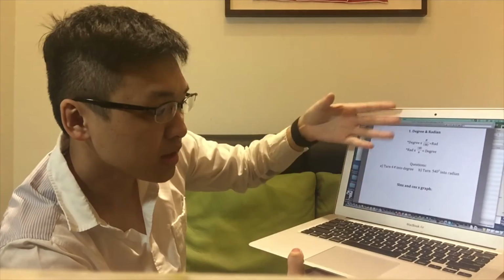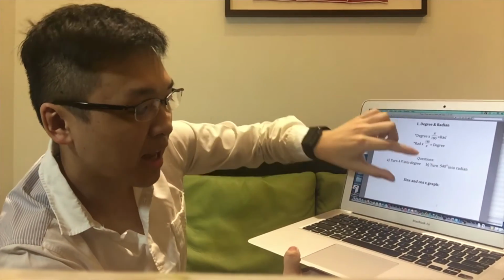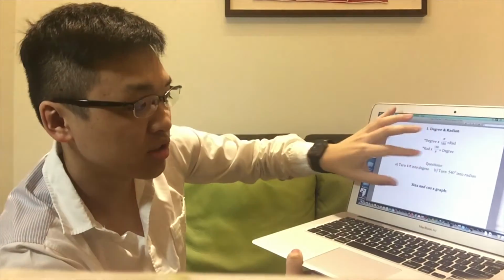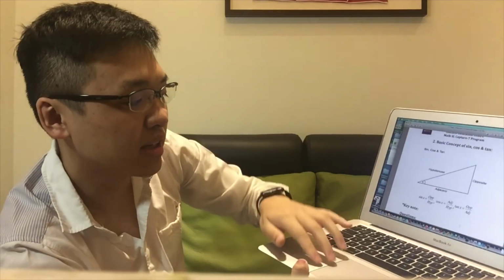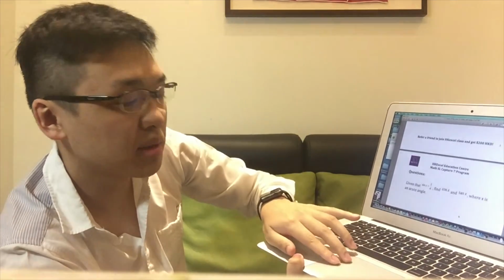This way, you can very quickly apply the concept to the question. Now you master how to go from degrees to radians. Then we go to the next topic: the basic concept of sine, cosine, and tangent. We'll teach you what the concepts are, and then we'll give you some questions. These are not past papers, but modified questions, based on past papers with the same concepts. So there will be a few questions about sine, cosine, and tangent.